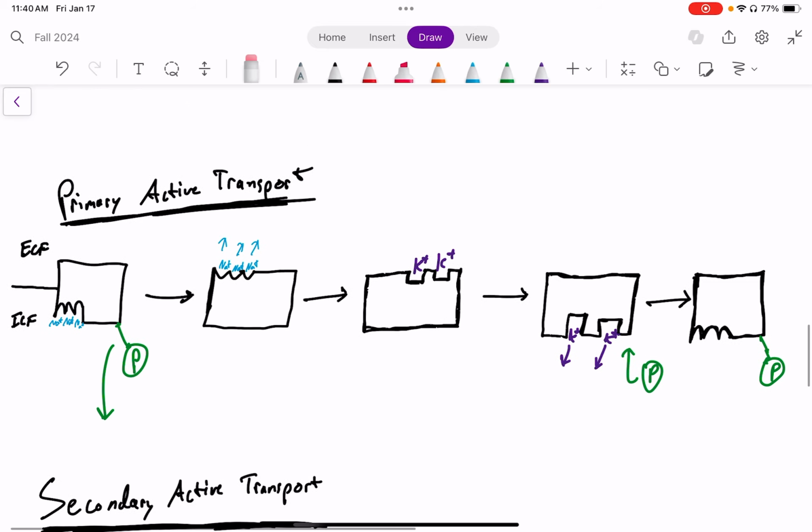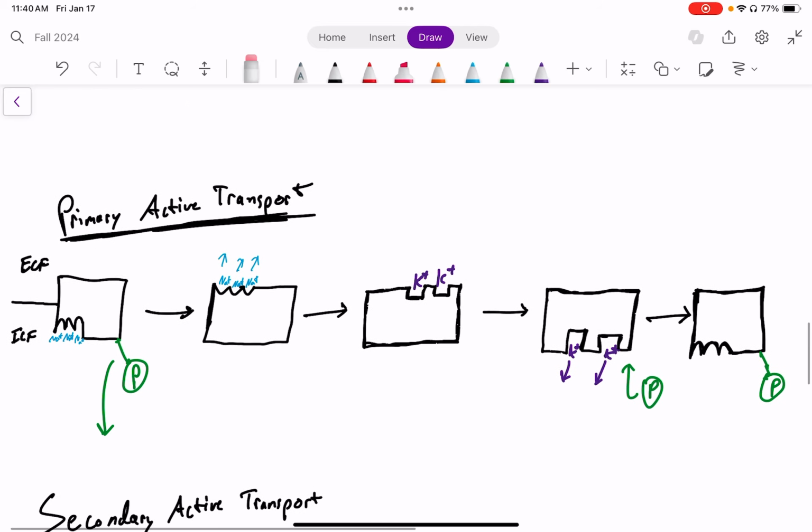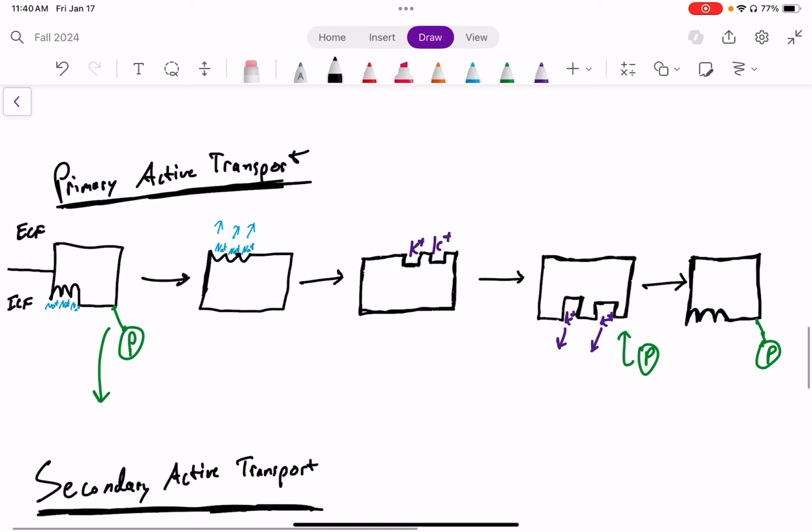Now, moving on to active transport. The key with active transport is that active transport requires ATP.